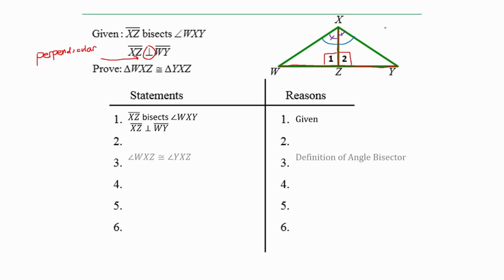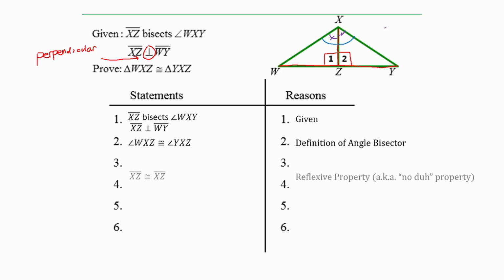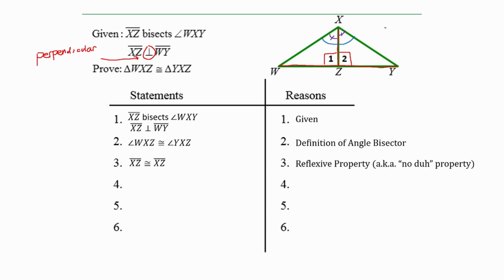The second thing I'm going to use is those purple angles that are marked, WXZ and YXZ, which is the definition of an angle bisector. Because what an angle bisector does is split one larger angle into two equal angles. The next thing that I'm going to use is our no-duh property, also known as the reflexive property, for that vertical segment in the middle. We'll mark it in dark red here. It's going to be congruent to itself. It's a shared side, so we can always use that whenever we have a side that is shared amongst two triangles.